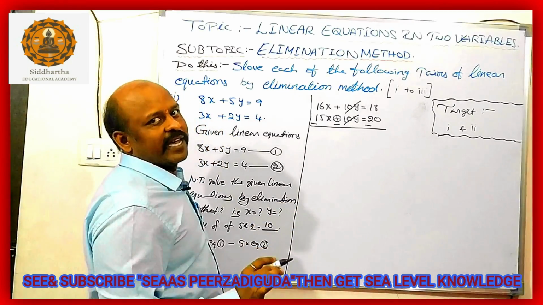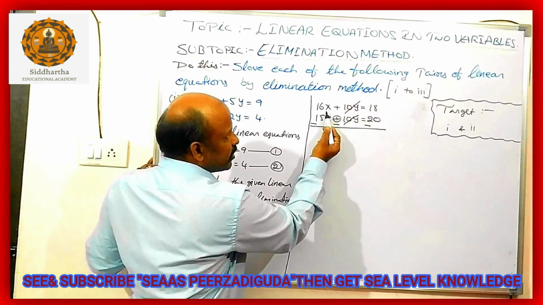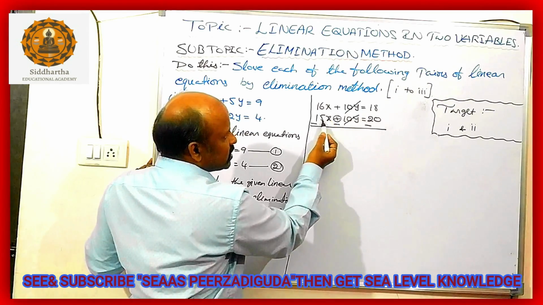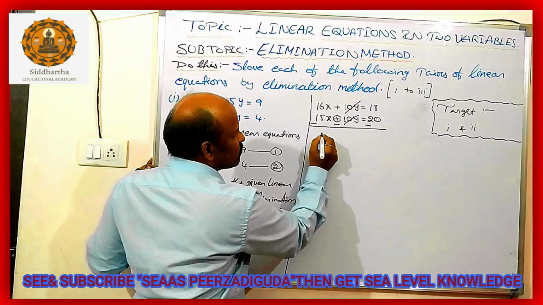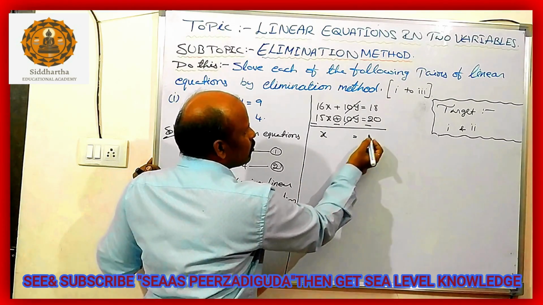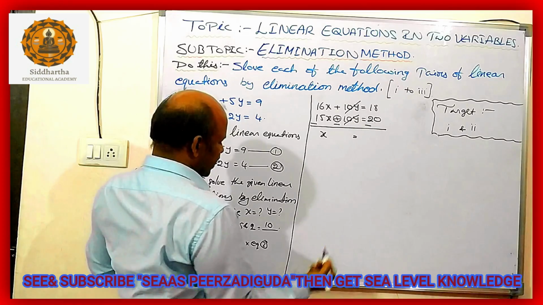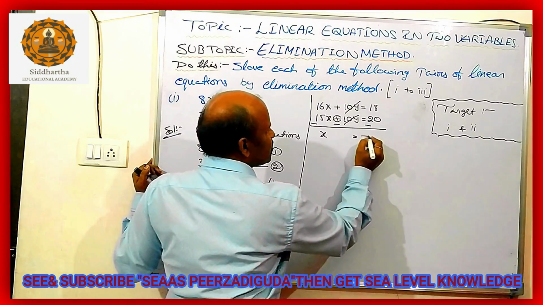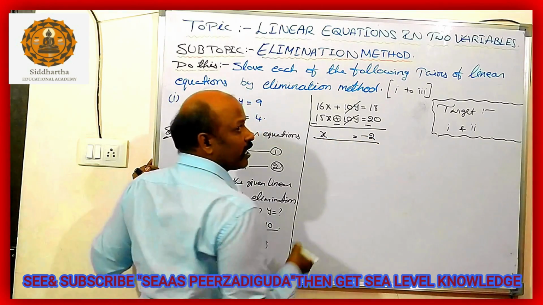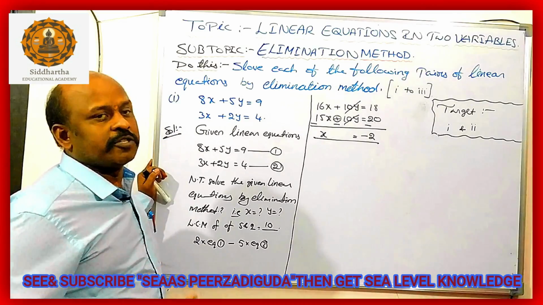We eliminated y. So after that, what is the balance over here? 16x minus 15x. 16x minus 15x, what will happen? x is equal to 18 minus 20. 18 minus 20 is minus 2. So what value did we get? x is equal to minus 2.